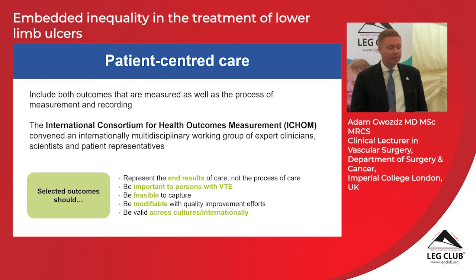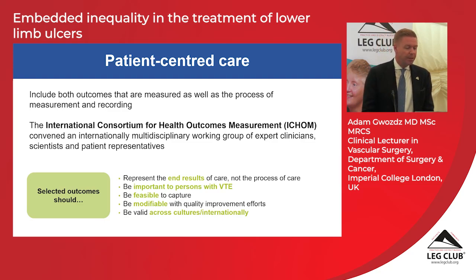So I was involved in about a 1.5 year long project with the International Consortium of Health Outcomes Measurement, which was specifically aimed at developing patient-centered outcomes for VTE, so venous thromboembolism, and then ways of implementing it and what we've learned from that whole experience. And my proposition really is that we need to do the same thing for venous leg ulcers. And we need to do that for multiple reasons, and I'll go into that in a bit more detail.